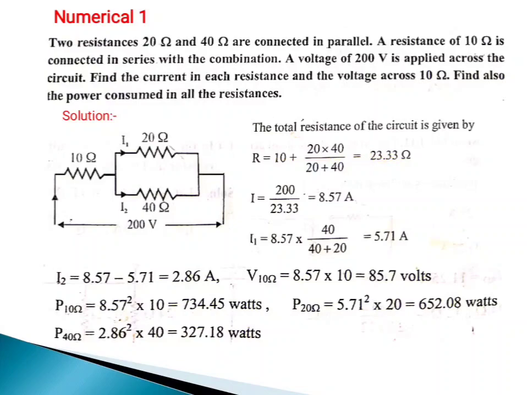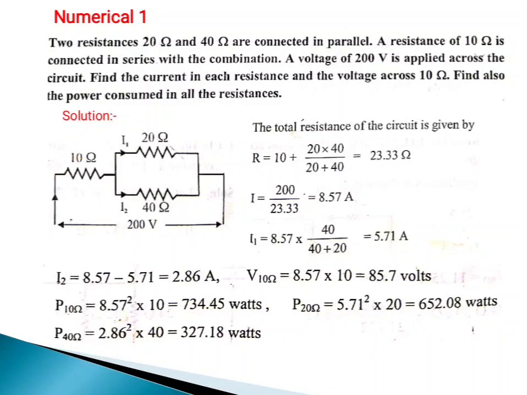Then if we treat this as one particular resistance, then the voltage is 200 volt. V is equal to IR, or I is equal to V by R. V is 200 volt, then R is 23.33. Then the total current we get is 8.57 ampere, flowing through the 10 ohm, that is the main current.